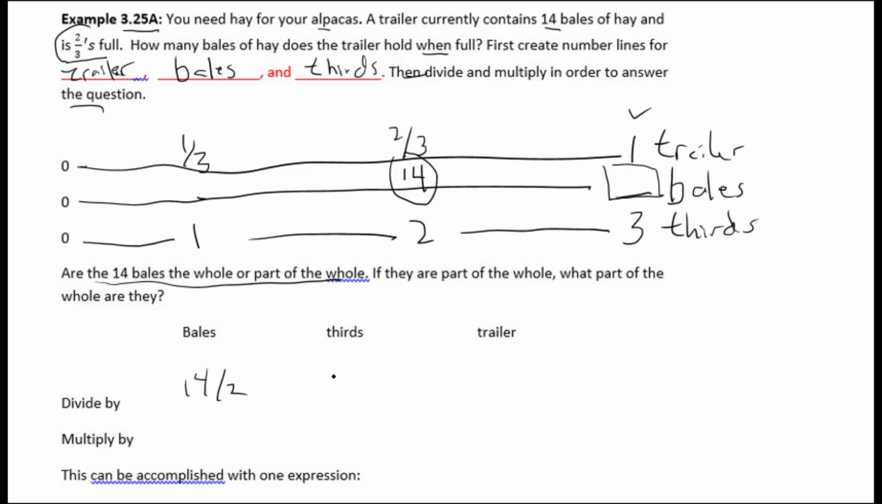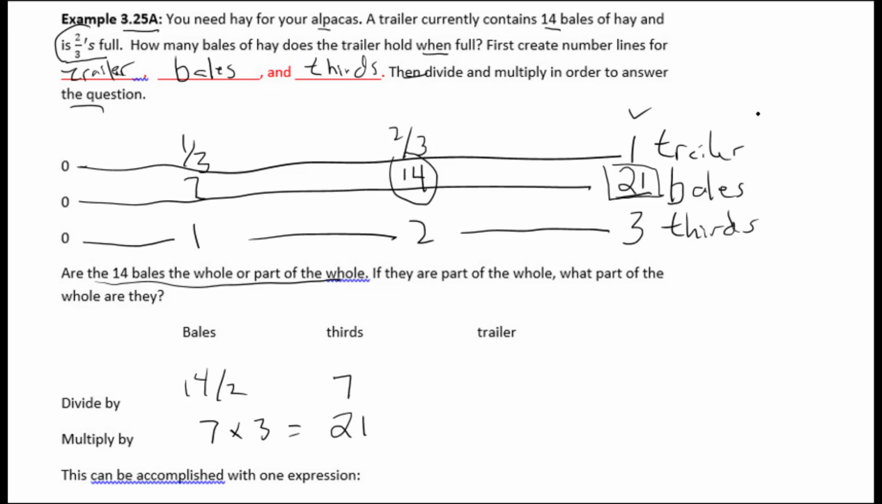And I get 7 bales right here, which is going to be 1/3. If 2/3 is 14, divide 2 by 2, I get 1/3. Divide 14 by 2, I get 7. So I can divide it by 2 and then multiply by 3. 1/3 times 3 is 3/3. 7 times 3 is 21.